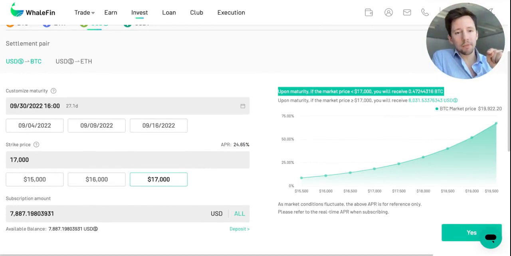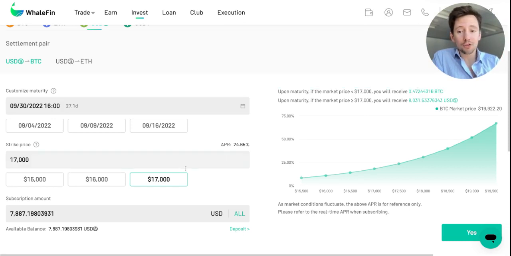Upon maturity, if the market price of Bitcoin is below 17,000, you will receive 0.472 Bitcoin. I don't know if you remember in the previous tab when we put the order for that same amount at that same price, the amount of Bitcoin was 0.46 something, and now you can see that it's 0.472. Because not only are you getting that base amount converted at 17,000, but you're still earning the APR. So you'll get the APR no matter what, right?